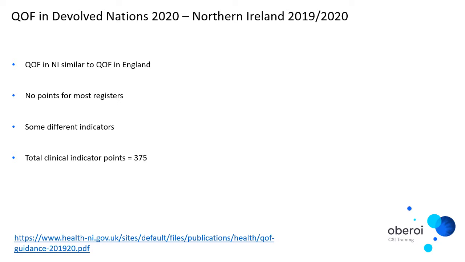So QOF in the devolved nations at the moment in 2020 is slightly different. For Northern Ireland it's similar to QOF, but they don't get any points for holding a register. There are some different indicators, and the total clinical indicator points available are 375 for the clinical areas. And there's a link here if you want to look at the actual guidance that the practices have to adhere to.